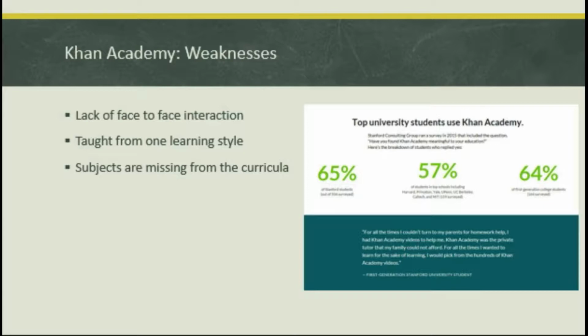Moving on to the weaknesses of Khan Academy. One area of concern is the lack of face-to-face interaction with teachers and their peers. This is a valid concern in regards to the development of social and communication skills for students. Another area of concern is the restriction to one learning style. There are valid concerns with learning style since it isn't very diverse. It will, however, reach those students who are visual and auditory learners.